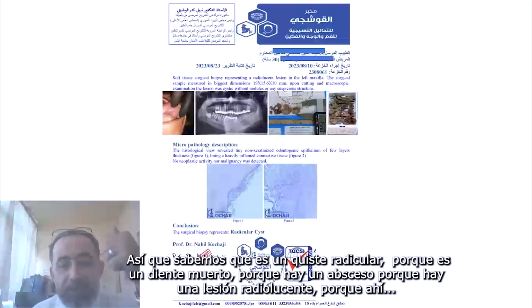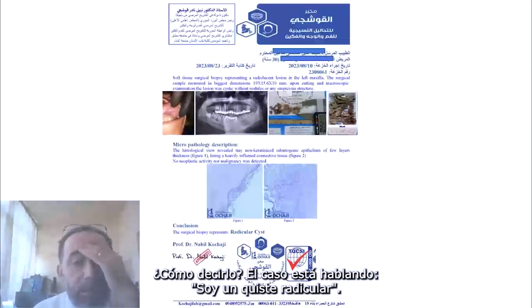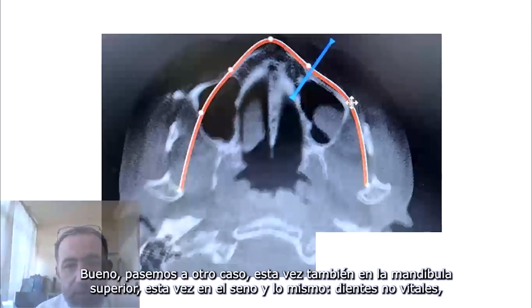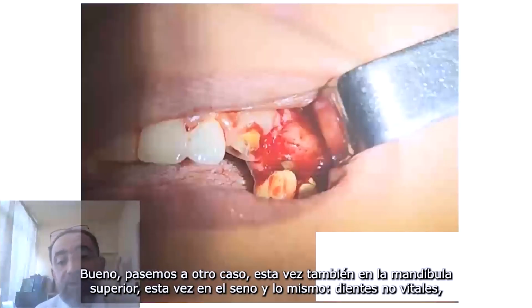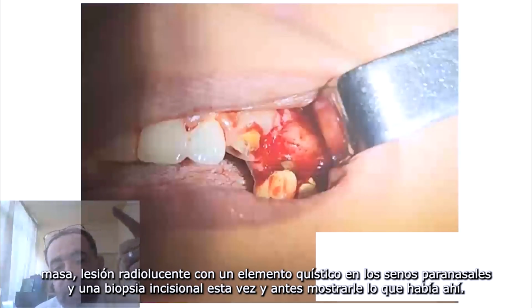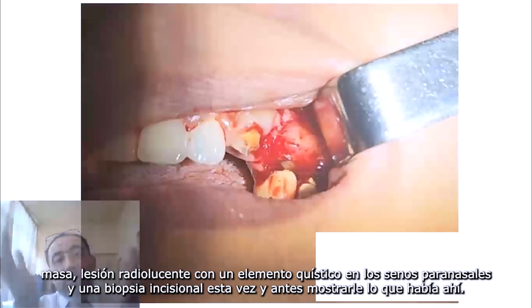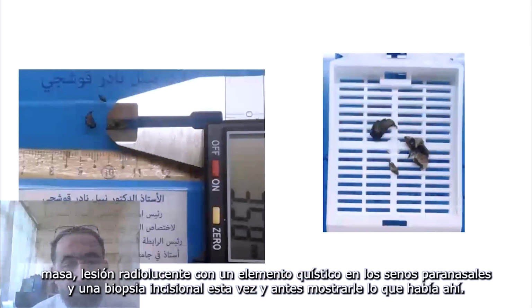Perfect. So we know it's a radicular cyst because it's dead teeth, because there is abscess, because there is a radiolucent lesion. Oh, the case is talking: I am radicular cyst. Well, let's go on. Another case, this time also in the upper jaw. This time it's in the sinus, and the same thing: non-vital teeth, mass, radiolucent lesion with cystic thing in the sinus, and incisional biopsy this time.